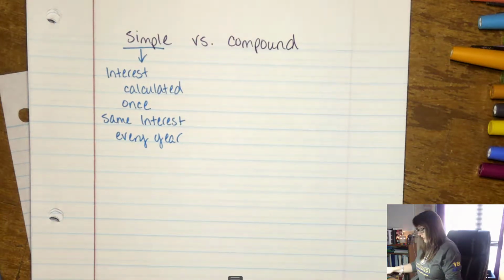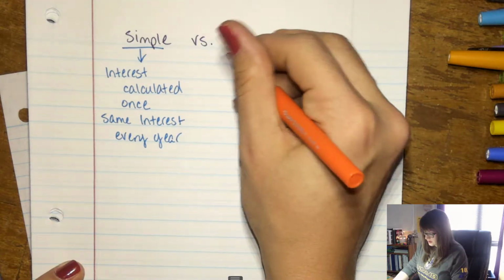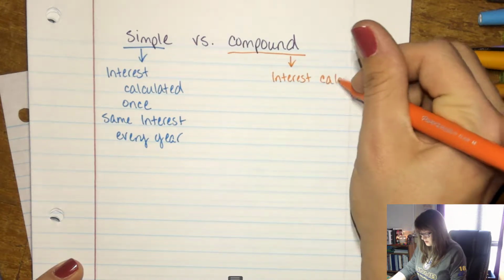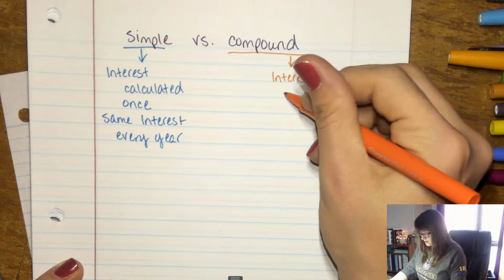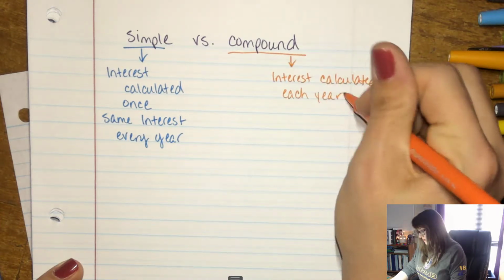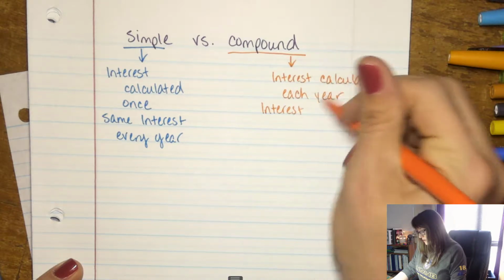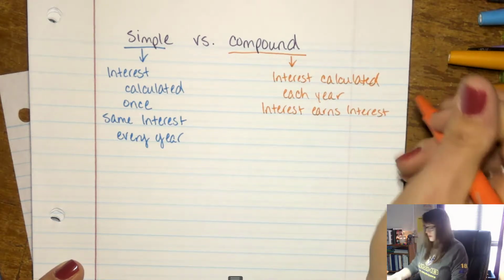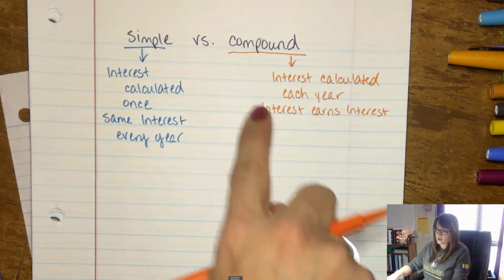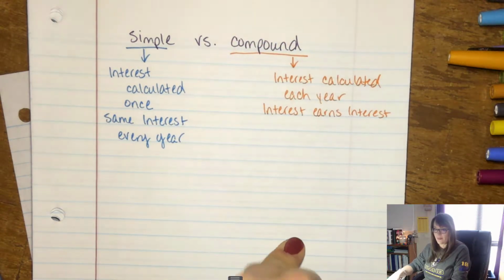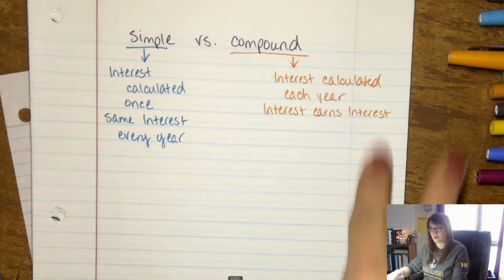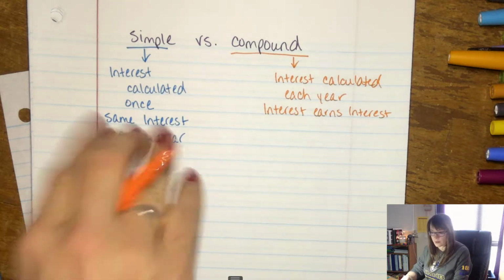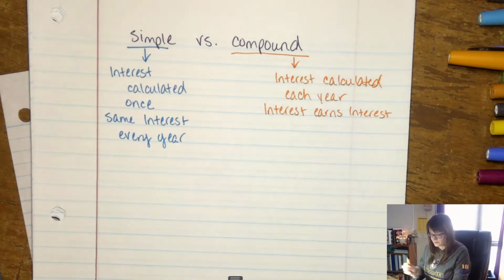Compound interest is calculated each year. So your interest earns interest. So this one, you earn interest for the year, it goes back into your account, you earn interest on that, it goes back into your account, then you recalculate, it goes back. So this one is compounding, and this one is real simple. You're going to get 4% once, and then you're just going to get that same amount every year.